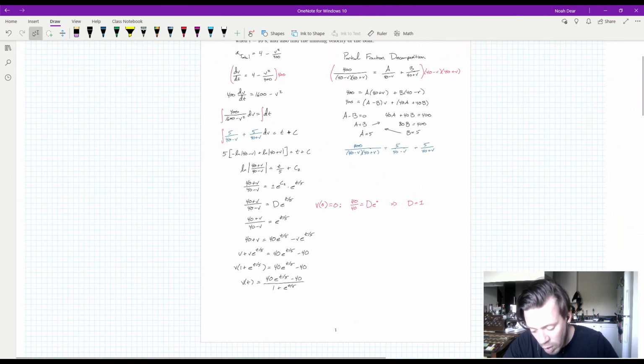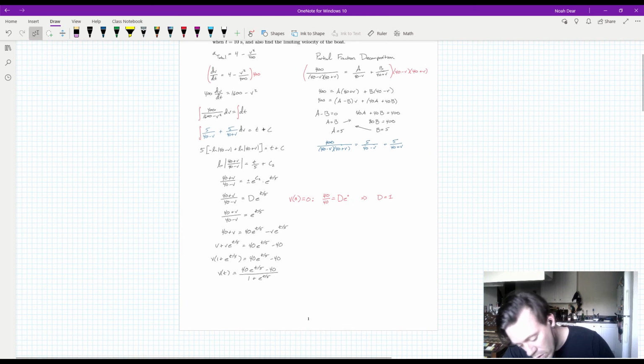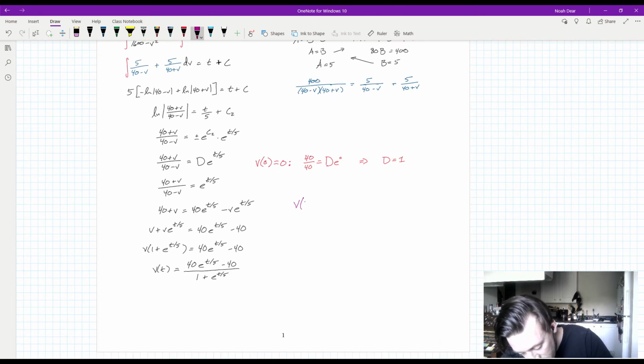I'm going to go back to the problem. It had a couple other questions it wanted us to answer. It said find the velocity when the time is 10 seconds, and then the limiting velocity of the boat. So let's go ahead and switch over to purple here for this part of the question. We're going to say the velocity 10 seconds into this boat's run is 40 e to the 10 divided by 5, which is 2, minus 40, all over 1 plus e to the 10 divided by 5, again 2.